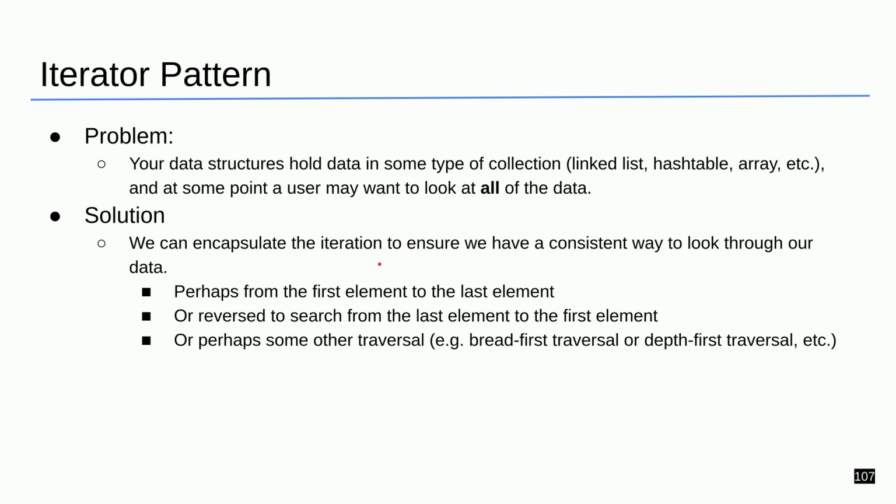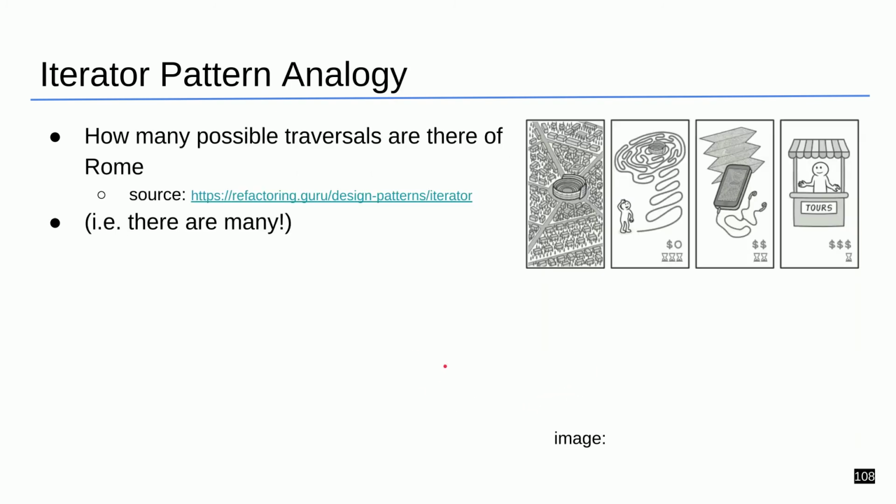So the solution is we can encapsulate the iteration to ensure we have a consistent way to look through our data. Perhaps from the first element to the last, or maybe reversed from the last element to the first. Okay, or maybe in some other traversal, right? If we have a more complicated data structure, right? There's sort of this nice analogy here. How many possible traversals are there of Rome? You can sort of walk Rome. You can follow some other path that someone's laid out. You could use a GPS. You could take a tour. There's lots of different ways that you could travel Rome. How are you going to iterate through and visit all of Rome? There's many.